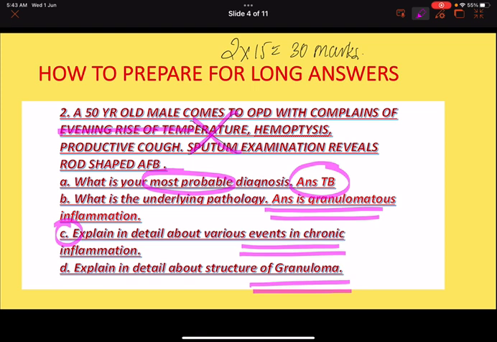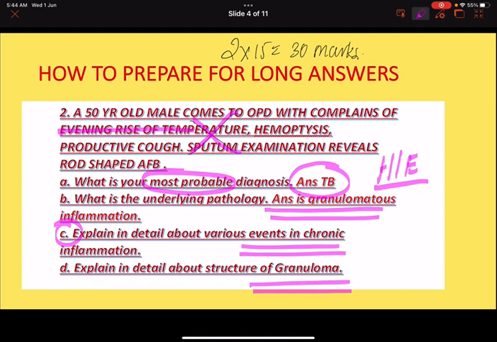Sometimes they will ask you to draw the structure. So you have to carry a hematoxylin and eosin pencil, and you will be asked to draw the structure of granuloma. So the 15 marks will be split up, for your diagnosis. You have to support your diagnosis. Don't simply write it is TB. Even if your friend sitting near you has told you the answer is TB, don't just write it.